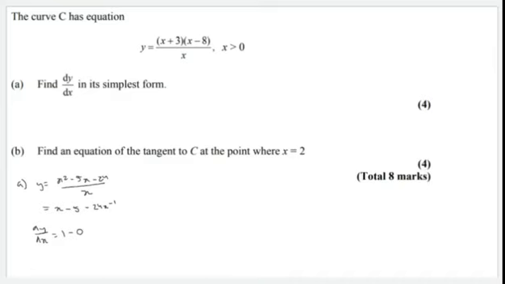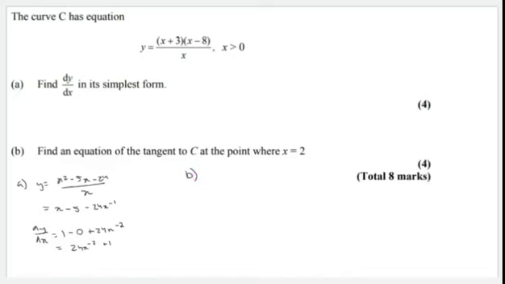Expanded, x squared minus 5x minus 24. Oh, and you simplified it, yeah, to x minus 5 minus 24x minus 1, then 1 minus 0 plus 24x minus 2. Yep, that's good. Would that be the simplest form? Yeah, that's good. Okay, that's fine.